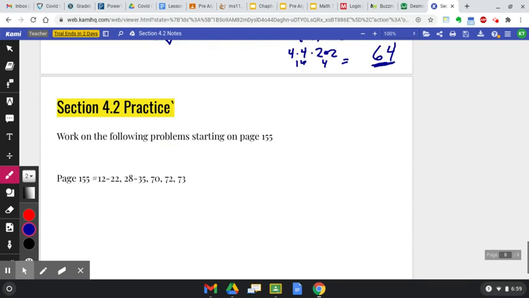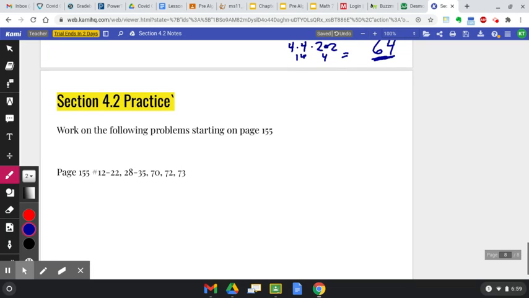All right, your practice is on page 155. On a separate sheet of paper, do the following problems. Notice 70, 72, 73, those are review questions. Make sure you're keeping up on other concepts, as they will come back up or be used to expand on in other lessons in Chapter 4.